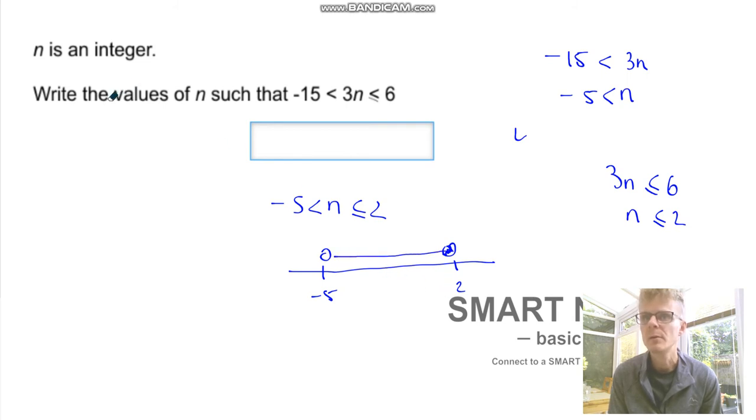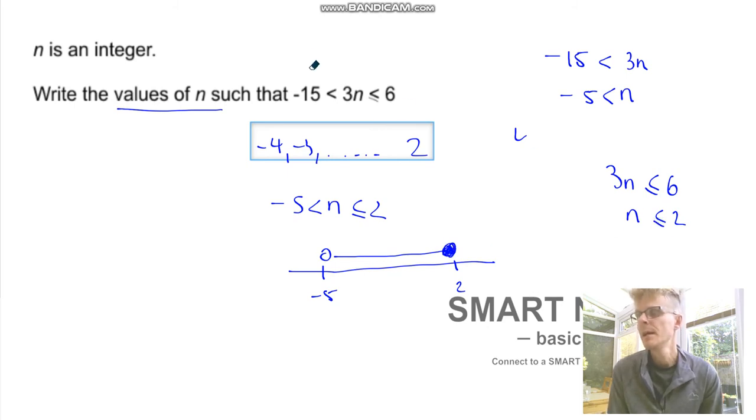Okay, so because we want the values of n, which it does say is an integer up here, we can't have negative 5. So the next number we can have would be negative 4, negative 3, and then you go all the way up: minus 2, minus 1, 0, 1, and this time we can include 2 because we've shaded in the circle, because we've got an equals to sign here.